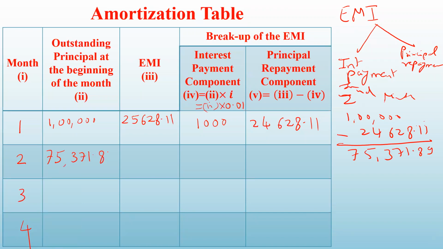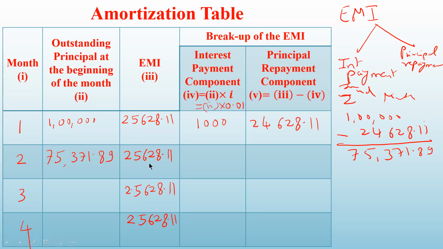rupees and 89 paise. Okay, 75,371.80. Again, in the second month, you paid the installment EMI. EMI is same for all the months. So 25,628.11. Let us write down this figure because it is same for all the months. EMI is same. Okay. Here also it is 25,628.11. Okay. Now look at here.